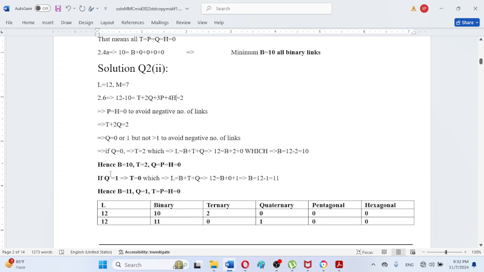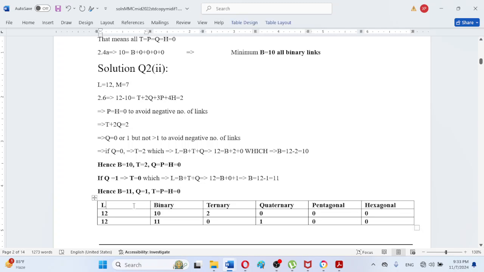And if we take the other binary value for the quaternary link, which is 1, so if the quaternary link is 1, then for this equation we can observe that 2 minus 2, t will be equal to 0. So the other equation, equation 2.4a, will give 12 minus 1, that is 11. So the next combination will be 11 binary links and 1 quaternary link, and t, p, h, meaning ternary, pentagon, hexagon links, will be 0.